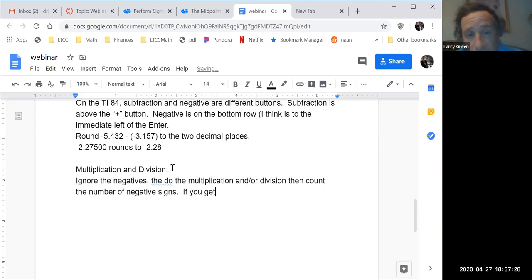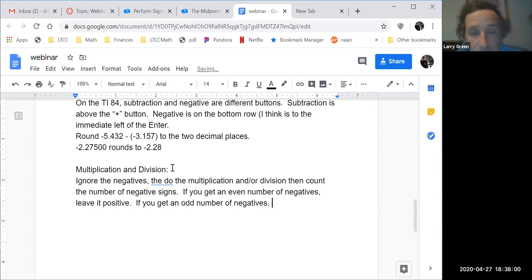If you get an even number of negatives, leave it alone. So leave it positive. If you get an odd number of negatives, you make your answer negative.